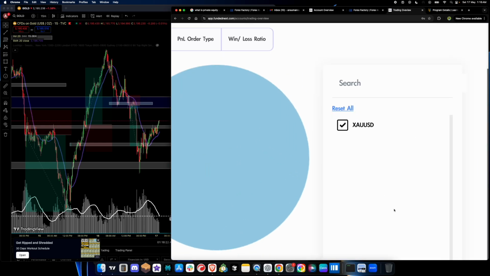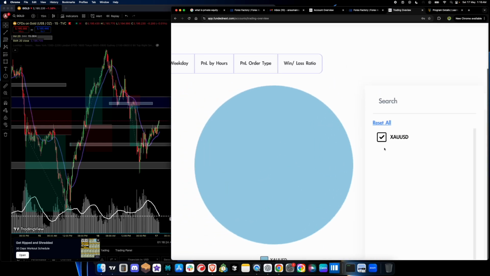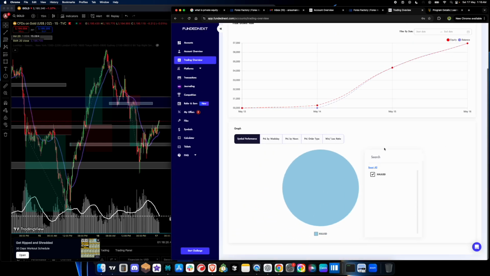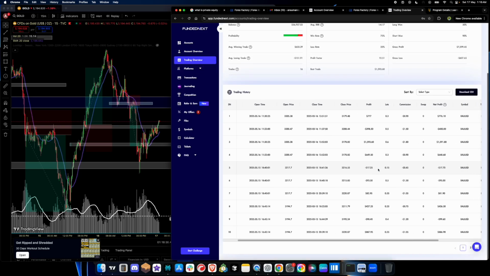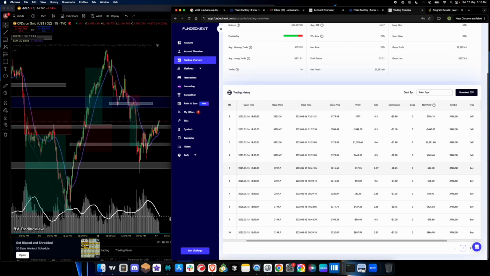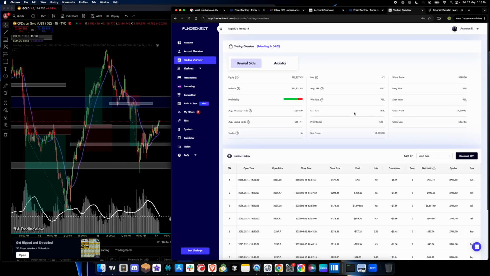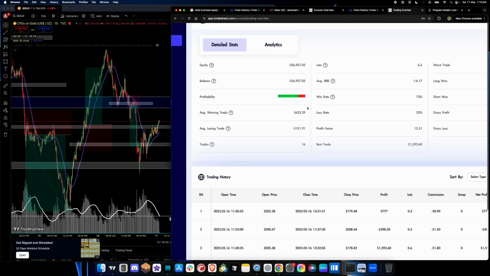And you can see the only pair I traded was XAU USD, only gold, and none of the indices, none of the forex pairs, it was simply gold. And yeah, this was the overall trading history. If you want to go through this, you can screenshot it and review all my trades. This was all the data over here.